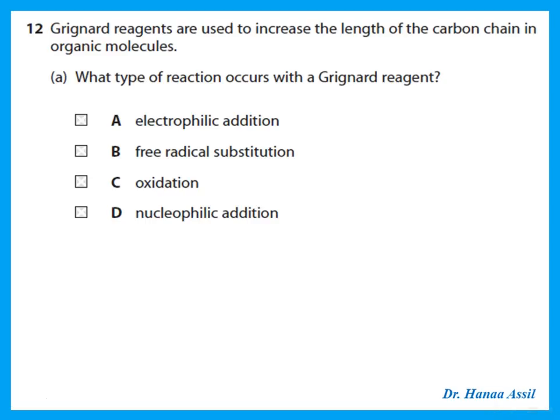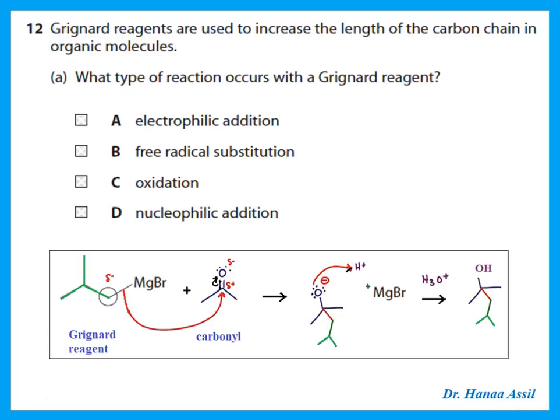Grignard reagents are used to increase the length of the carbon chain in organic molecules. What type of reaction occurs with a Grignard reagent? Do you remember what's a Grignard reagent? This is something with MgBr or MgCl, and we said this acts as a nucleophile that attacks a carbonyl.